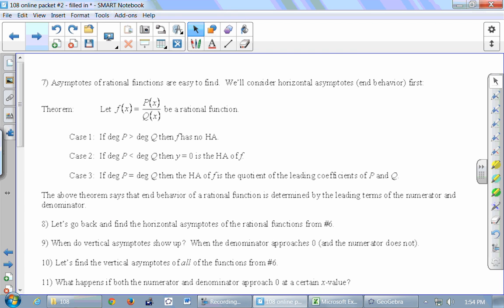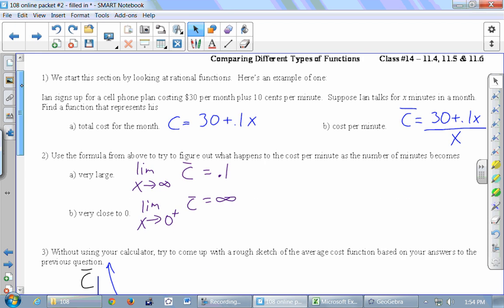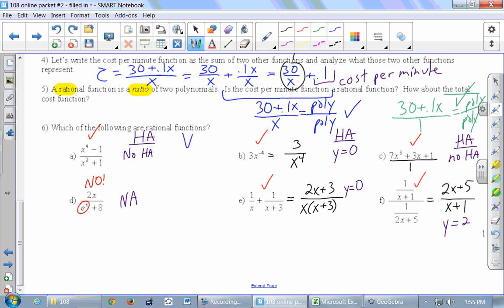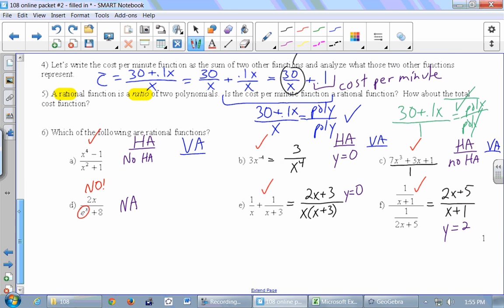Number 9, when do vertical asymptotes show up? When the denominator approaches 0 and the numerator does not. 10, let's find the vertical asymptotes of all the functions from number 6. Okay, so we'll make a new column here for vertical asymptotes. Okay, so we're looking for places where the denominator is 0 and the numerator is not.